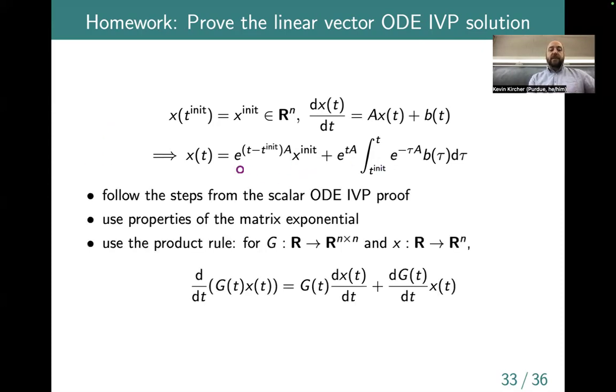So here's the final answer. And then we want to follow the steps and use the properties that we just showed. We talked, I think at the beginning of class, in the math background section, about the product rule for matrix vector multiplication, and so you'll need to use that as well. All right, so that's problem number 2 on the homework.